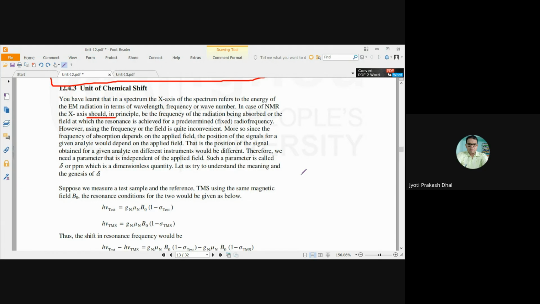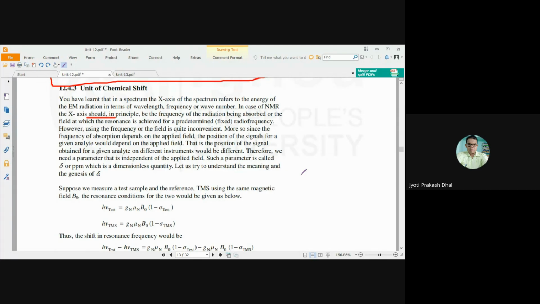So the position of the signal obtained for a given analyte on different instruments will be different. If the instrument is different, you will observe a different position for a particular analyte. Therefore, we need a parameter that is independent of the applied field, since NMR spectra recorded on different instruments will depend upon the field strength.